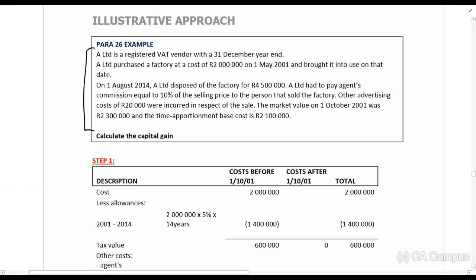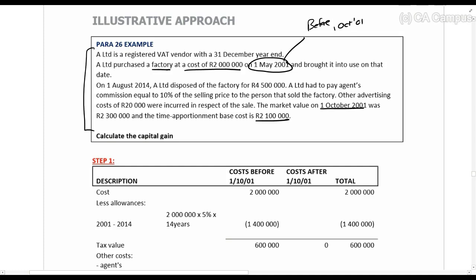It says, A Limited is a registered VAT vendor with a 31 December year end. A Limited purchased a factory at a cost of 2 million rands on the 1st of May 2001. So there you can see this is before 1 October 2001, and it was brought into use on that date. On the 1st of August, A Limited disposed of this for 4.5 million. A Limited had to pay the agent's commission equal to 10% of the selling price. Other advertising costs of 20,000 were incurred. Market value on 1 October 2001 was 2.3 million and the time apportionment base cost was 2.1 million. They give it to you.